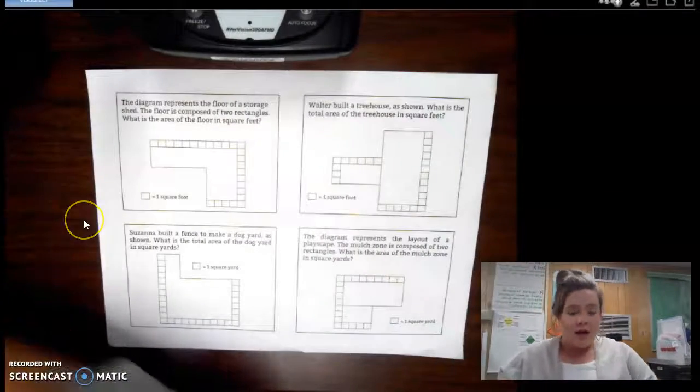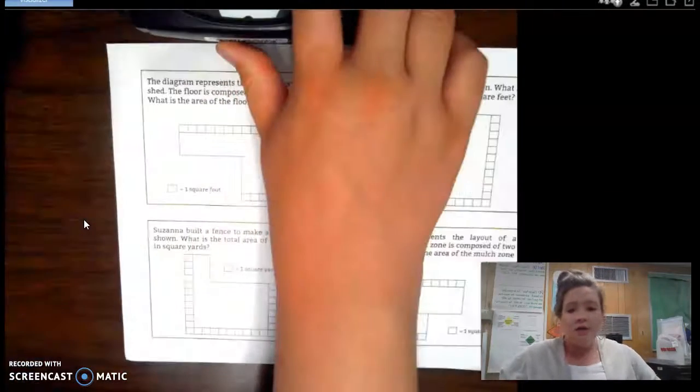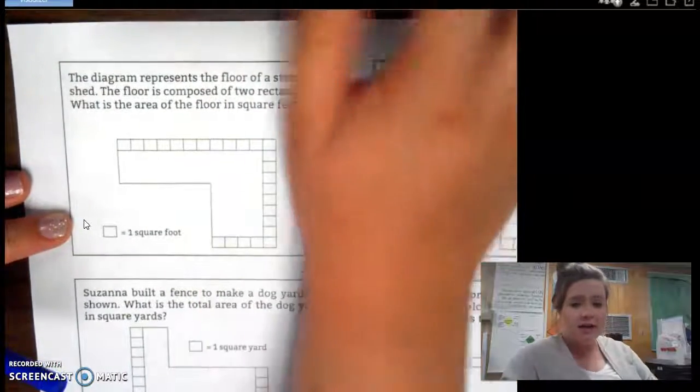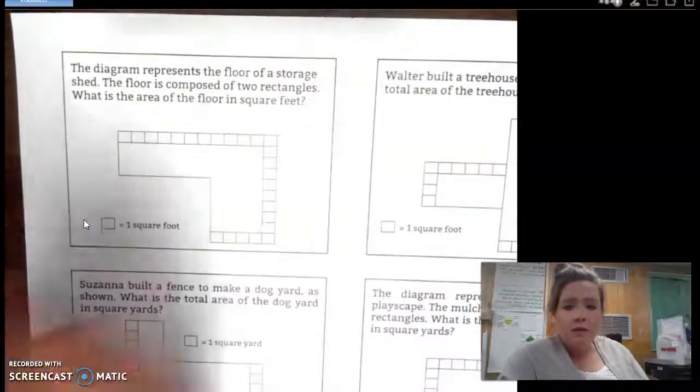Hey, third grade. Today you guys are going to be starting a new project. And so I'm just going to be reviewing and going over area and how to find area of composite figures. I know that this is something that we've done a lot, but extra practice doesn't ever hurt us. So I'm going to go over a couple of these questions, and then you guys are going to have the chance to work on your project. All right.